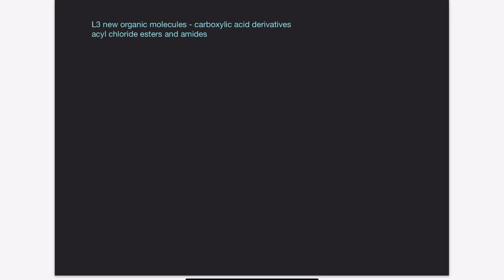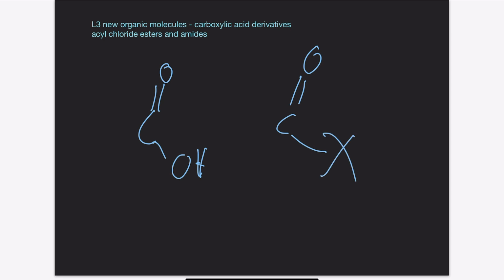Hi Year 13, in this video we're looking at the new level 3 class of compounds known as carboxylic acid derivatives. That encompasses 3 specific compounds: acid chlorides, esters, and amides. A carboxylic acid looks like this, goes at the end of a chain. The derivative has the same carbonyl, but where the OH is, it has something else. That's why it's called a derivative. It's made from an acid, and it's very similar to an acid.